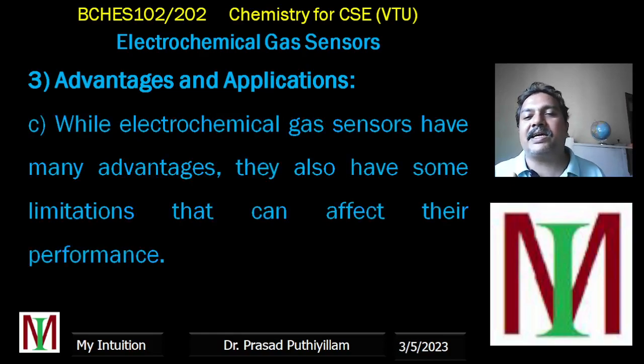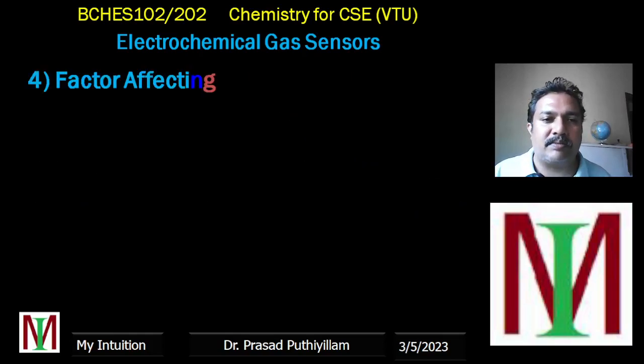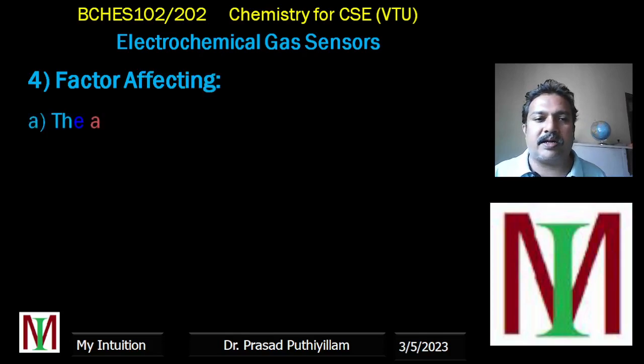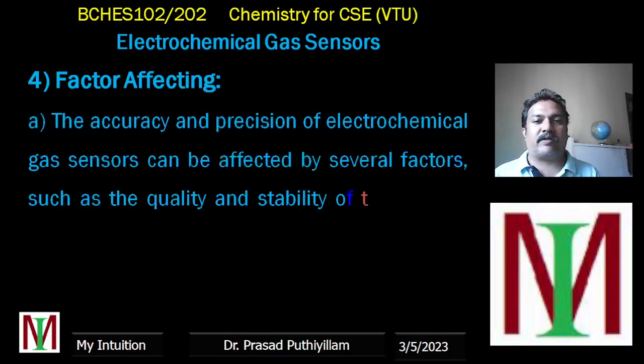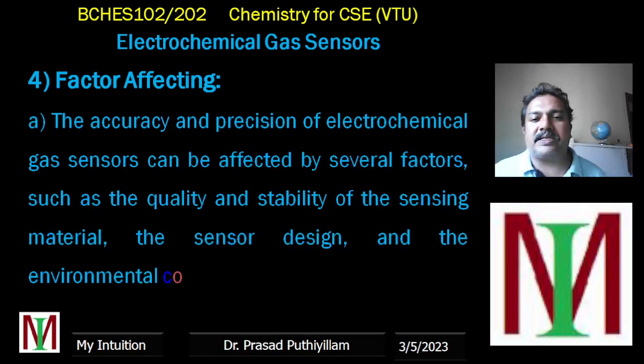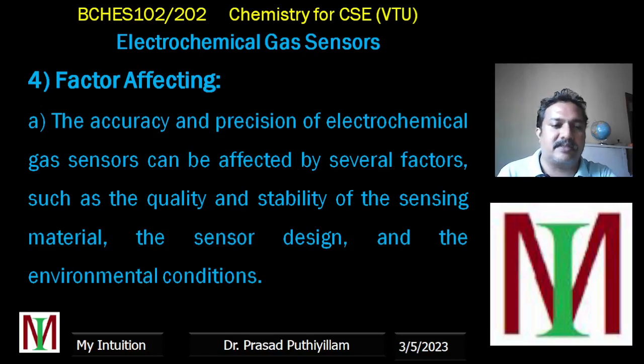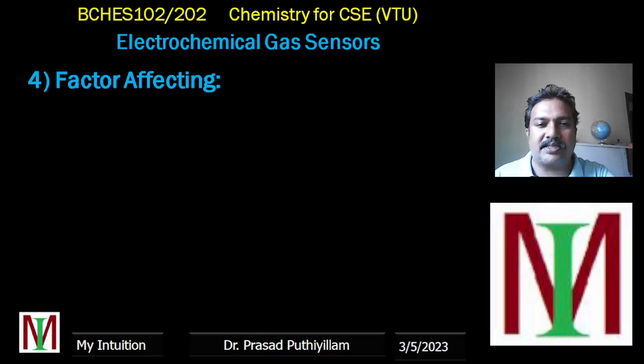While electrochemical gas sensors have many advantages, they also have some limitations that can affect their performance. Okay, we'll see the limiting factors. What are the factors which affect the performance of electrochemical gas sensors? The accuracy and precision of electrochemical gas sensors can be affected by several factors such as the quality and stability of the sensing material, the sensor design, and the environmental conditions.